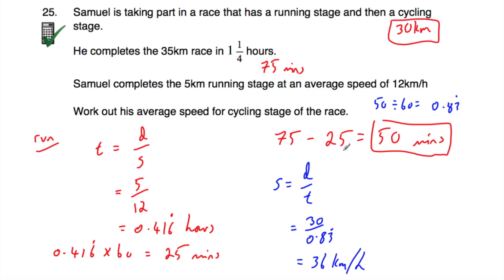And that's it. So we've done the distance, which was 30, divided by the time, which was 50 minutes, but we changed that into hours by dividing that by 60 to get 0.83 recurring. And then we just did 30 divided by 0.83 recurring, and we got a speed, which is 36 kilometers per hour.